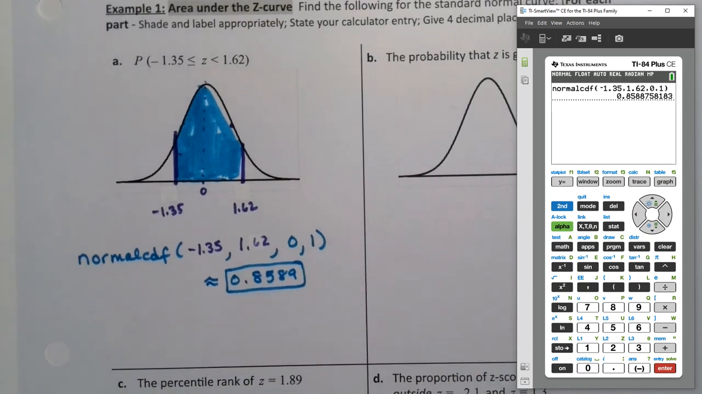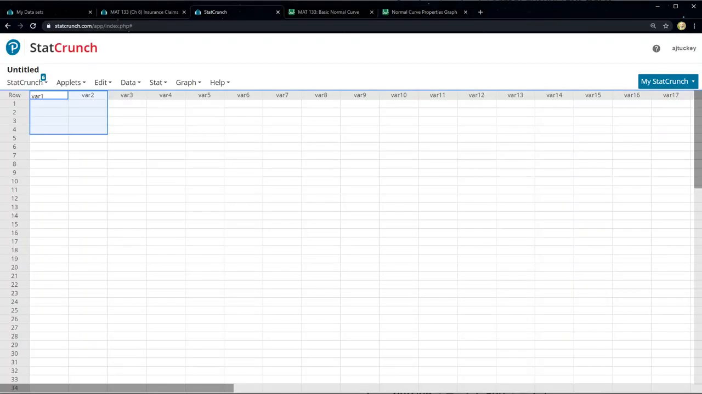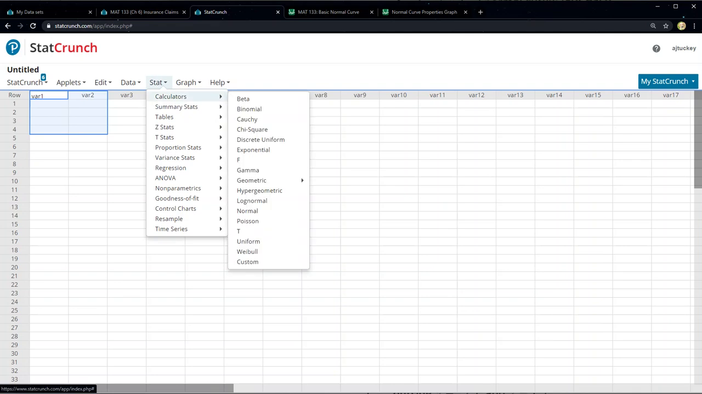Now, what about StatCrunch, which for my money is actually easier. So let me grab StatCrunch here. Under Stat, Calculators, you want to go for normal, which is right down, well, almost to the bottom. So 5 away, 6 away from the bottom. So Stat, Calculators, normal.